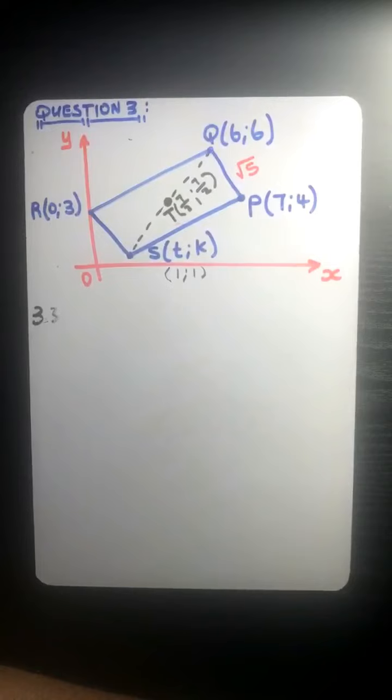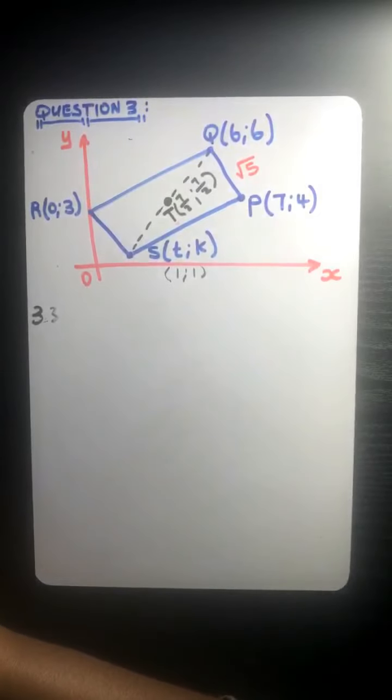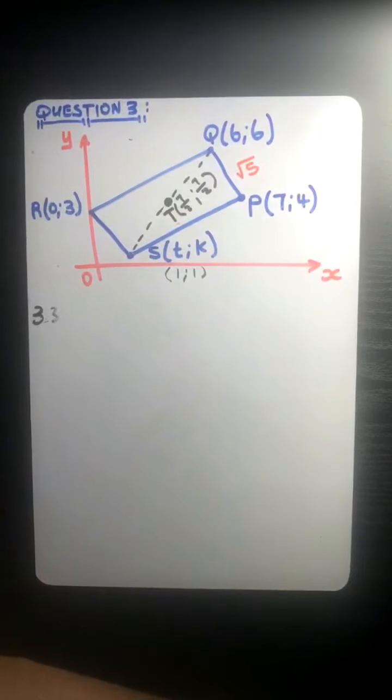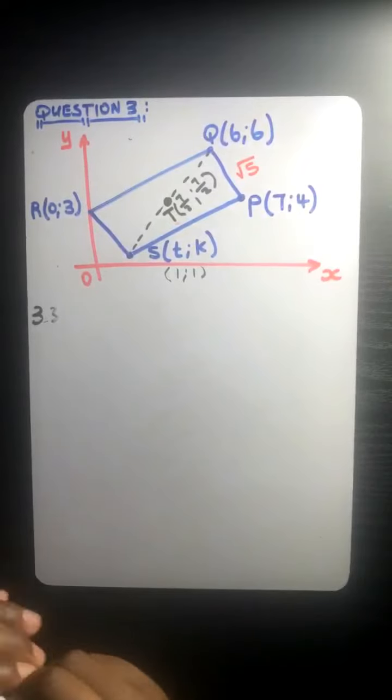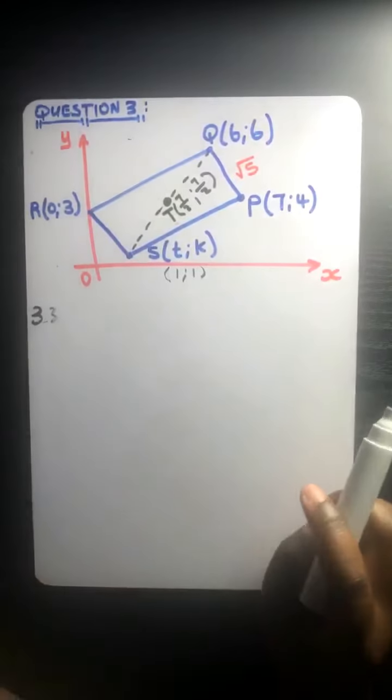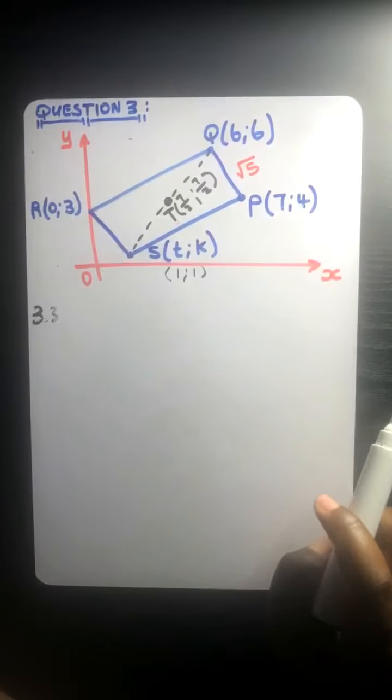The distance formula. Can you explain? Can you go deeper? What are you saying? So I think the only way to find if QS and PR are equal is to find their lengths. If their lengths are equal, then they are equal. If their lengths are equal, then they are equal, isn't it?